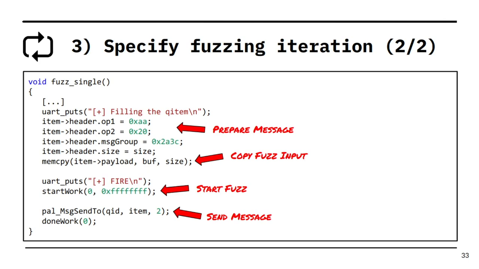One thing to note here is that we compile our fuzzer task to have a very low priority in the operating system. So when we call PAL message send, the scheduler will schedule our task out and switch to the CC task, which has a higher priority. So this call would basically block, and we only return to our fuzzing task once the CC message was processed. And once we are back, we call done work, another hypercall, which basically says stop coverage collection, we are done here for now, and we can start again in the next fuzzing iteration.